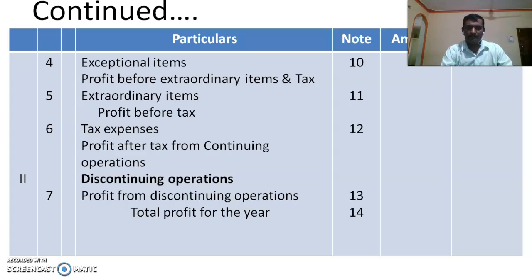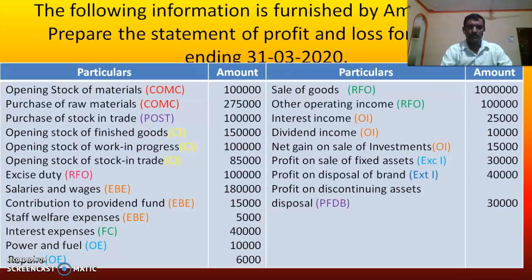Now first of all we have to take a glance at the items given in the problem. They have given information about the opening stock of raw materials, then purchase of raw materials. Taking a glance at this information, it is better to mark clearly in which note or in which head each item is to be taken. I have made it very clear here.